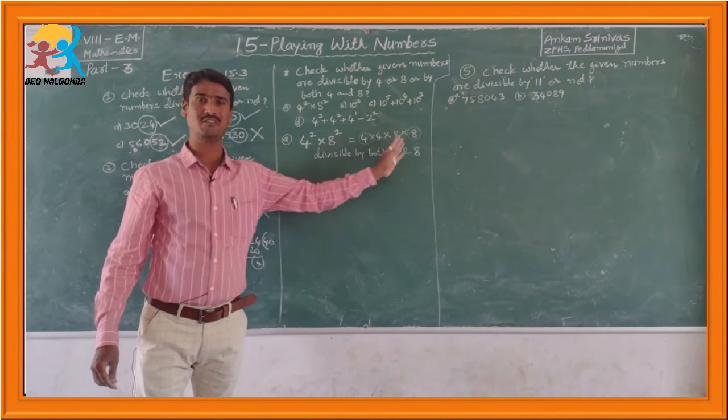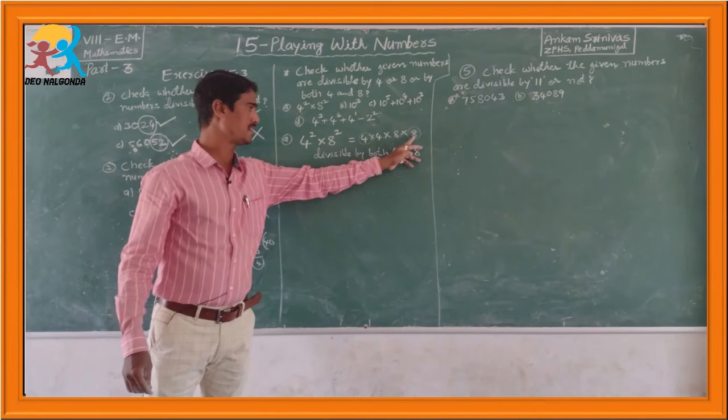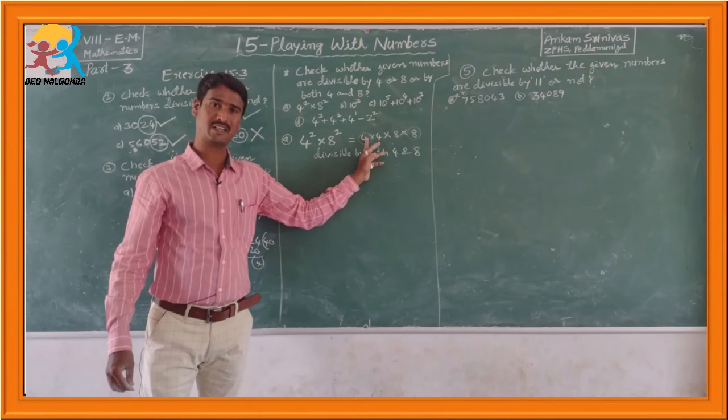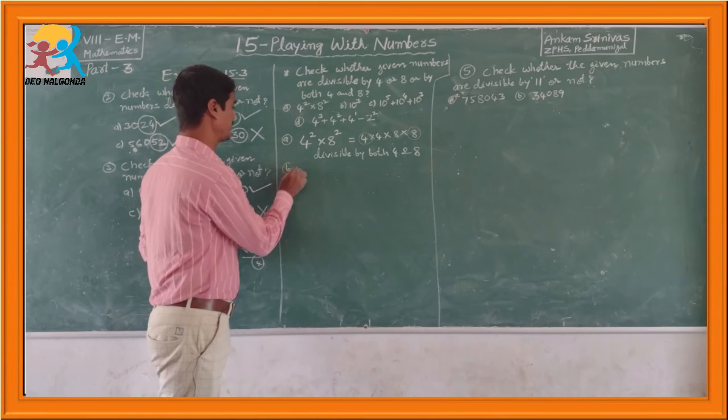If a number has a factor 8, it is divisible by 8. If a number has a factor 4, it is divisible by 4. And take the second problem.